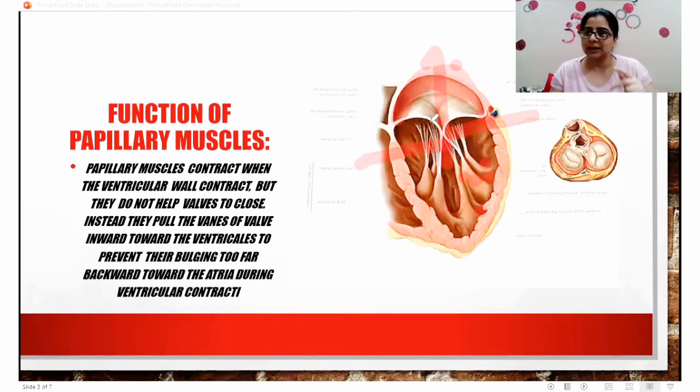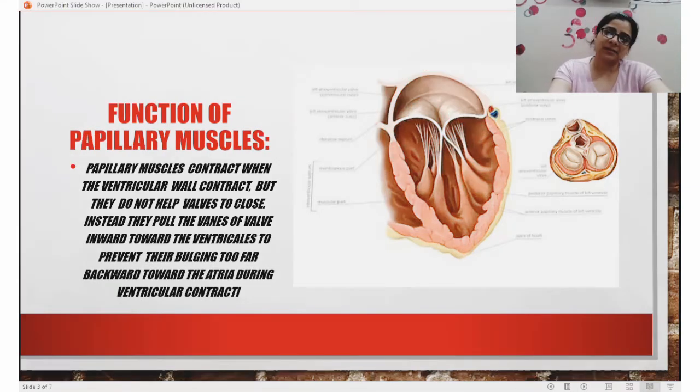Or in the initial case, what can happen? It can make these flaps bulging. It can cause bulging in the walls, which can cause your blood insufficiency. Okay. So this is how the papillary muscles are playing a very important role in opening and the closing of the AV walls.